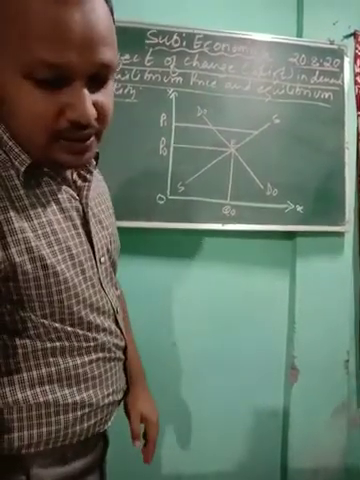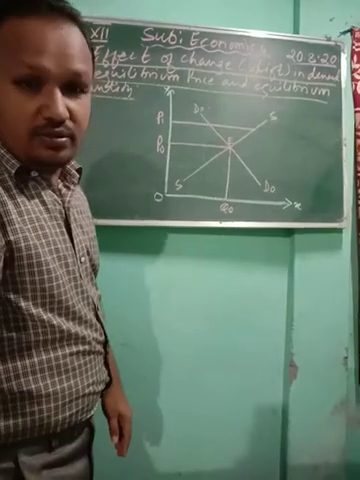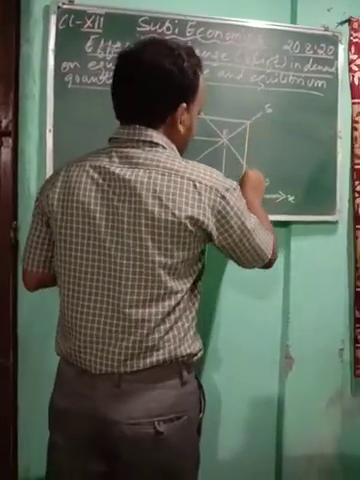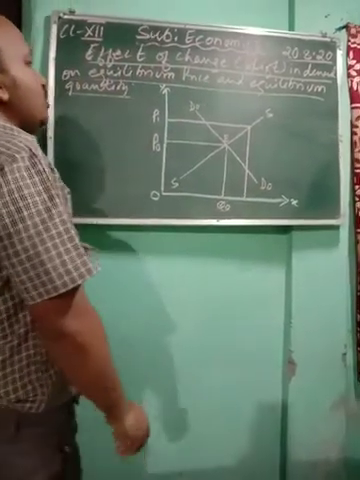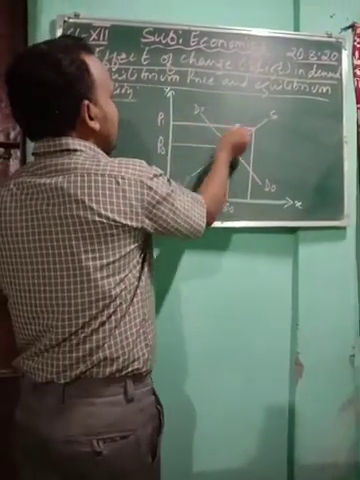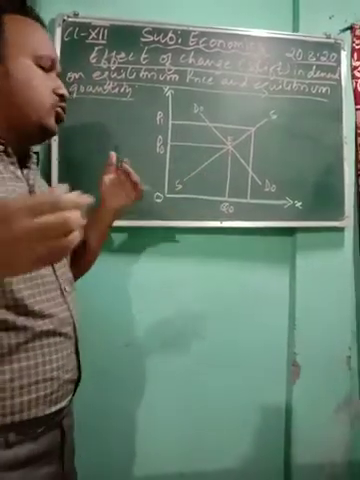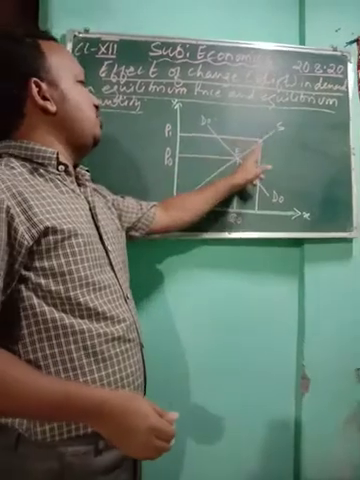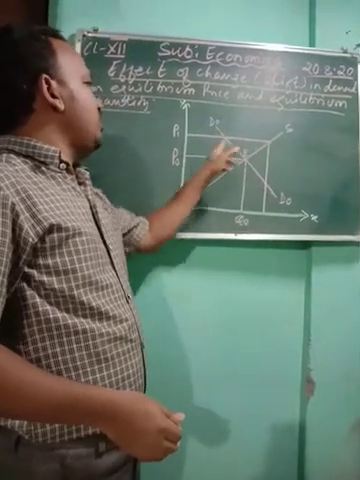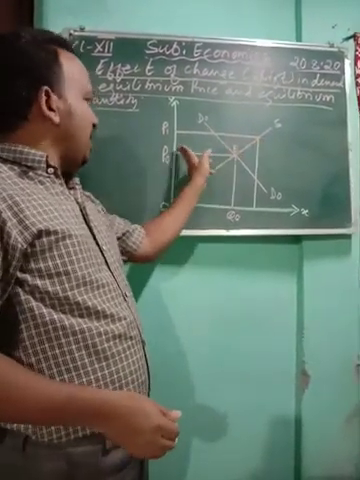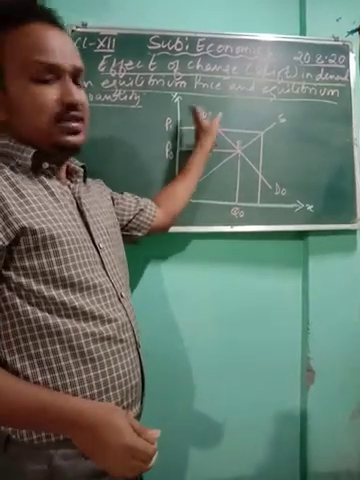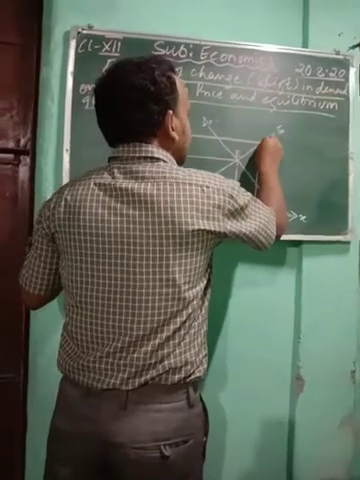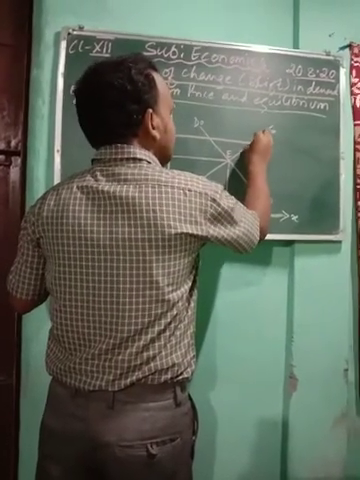The price will go to P1. Now you see, as demand increases and supply is constant, when demand is more, naturally this excess demand will give rise to the price. So the price has increased, supply is less, so here again demand and supply are equal.